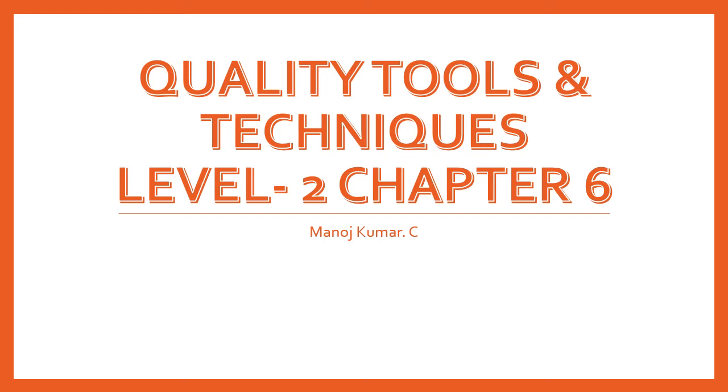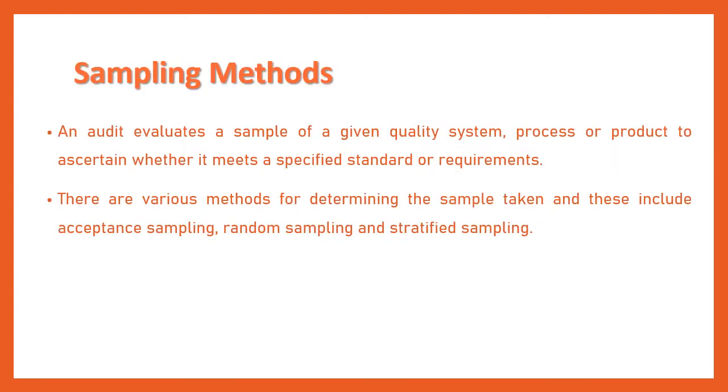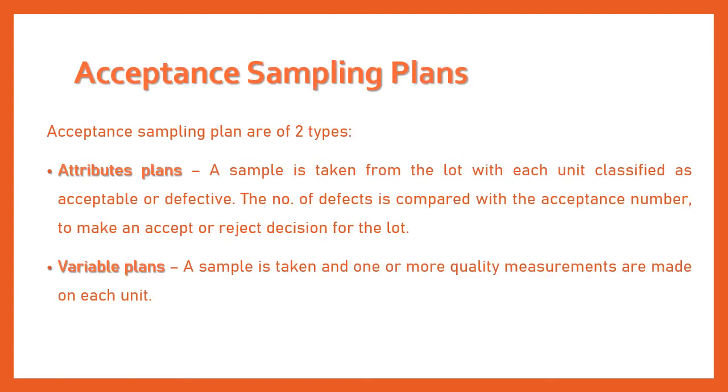I am here to present about the quality tools and techniques in chapter 2 of AQP level and chapter 6. In this sampling methods, an audit evaluates a sample of a given quality system, process or product to ascertain whether it has met a specified standard or requirements. There are various methods of determining the sample taken, and these include acceptance sampling, random sampling, and staged sampling.